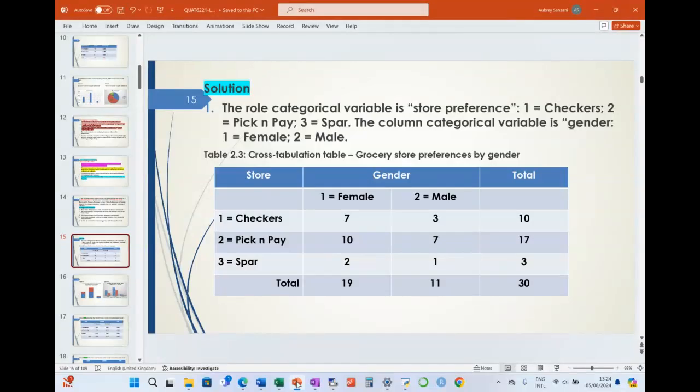Male and female. Okay, so we've basically just taken that initial table that we were looking at earlier, and now said, before we had 10 people who preferred Checkers. Now we're splitting it to say, how many of those were male? How many were female? Can you see? Then we go to Pick n Pay and SPAR, and we do the exact same thing. We still have a total of 30 people. So again, nothing fancy here, nothing complicated.